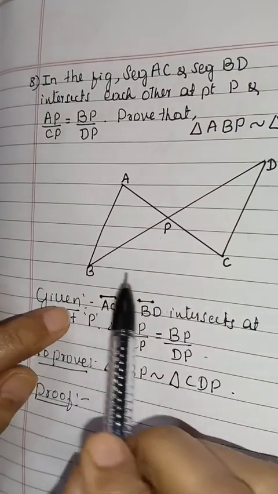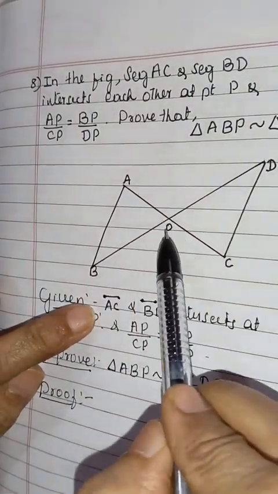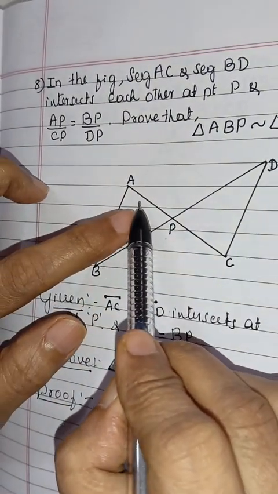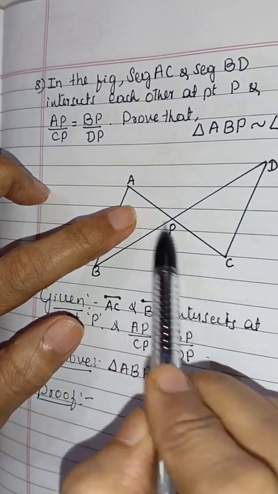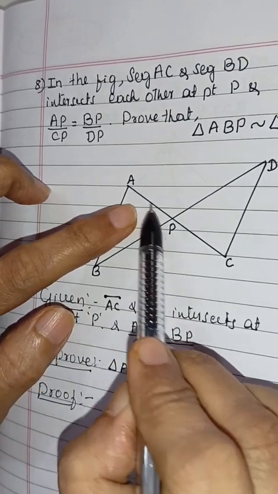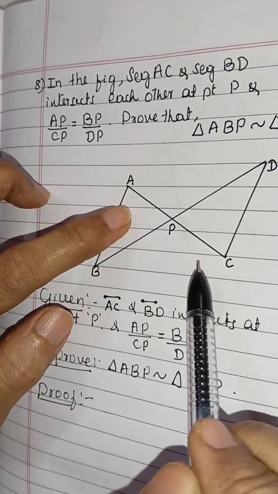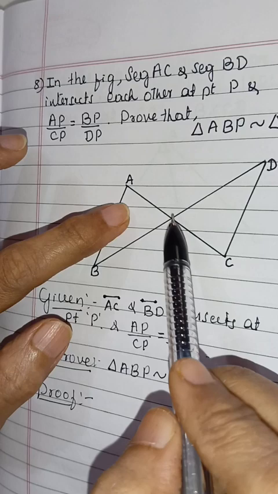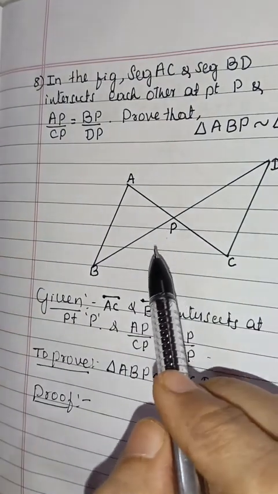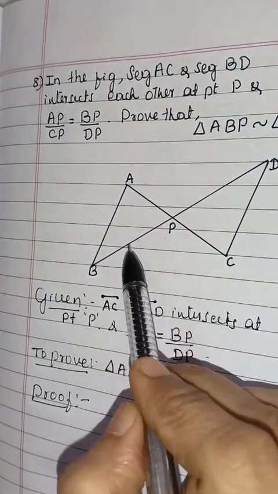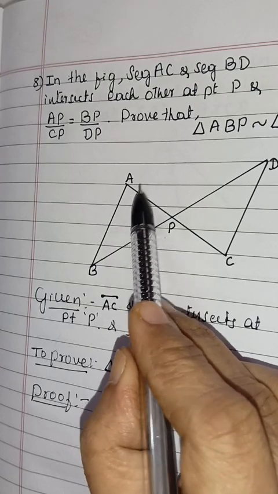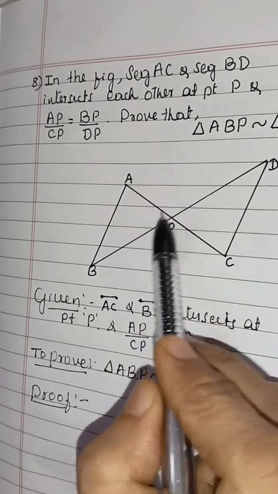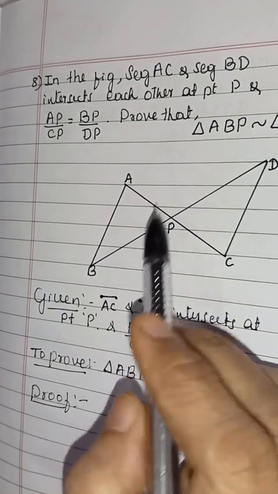See, in this figure, AC and BD are intersecting at point P, and AP by PC and BP by PD, these corresponding sides are in the same proportion. The ratio of these two, AP by PC and BP by PD, that ratio is equal. It is already given that this side is corresponding with this side, and this side is corresponding with this side. See, their ratio is equal. We have to prove that.